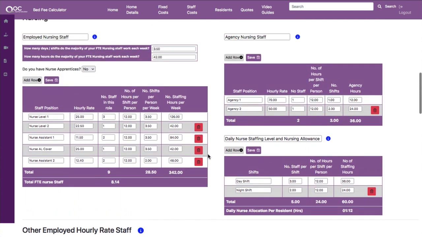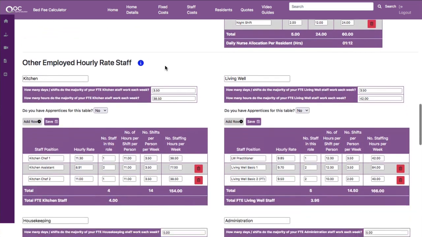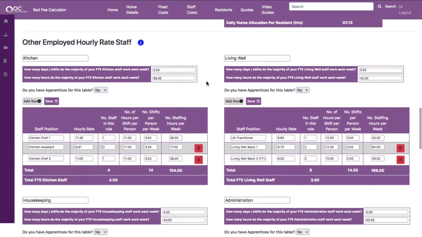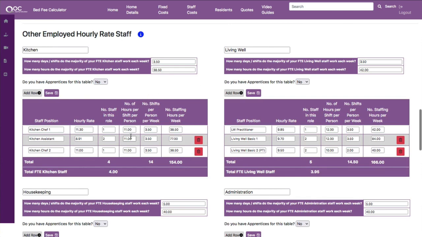And you see in this case, 12-hour shifts, 3.5, so the average number of shifts is 3.5, which is 42 hours, 3.5 times 12. And then you complete the other tables in exactly the same way. So in this case for kitchen, the number of hours per shift is 11, so the FTE hours is less.